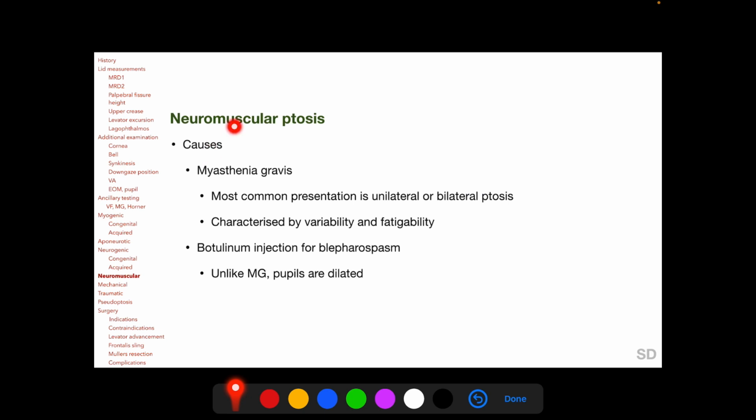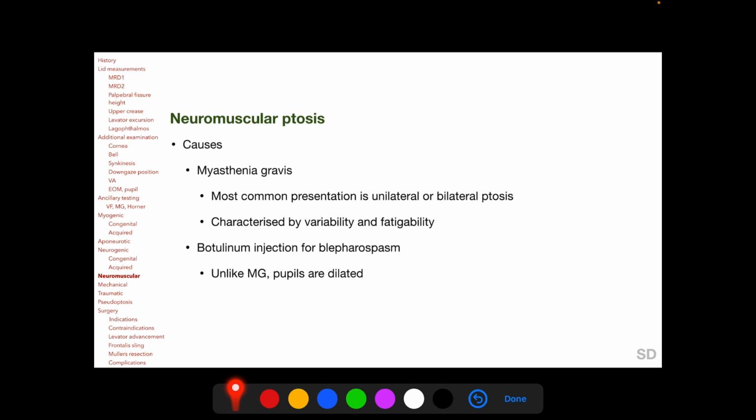Causes of neuromuscular ptosis include myasthenia gravis and botulism, most commonly botulinum injection therapy for blepharospasm. In myasthenia gravis, the most common presentation is unilateral or bilateral ptosis, which is characterized by variability in the severity of ptosis over time and by fatigability, that is, increase in ptosis with sustained upgaze.